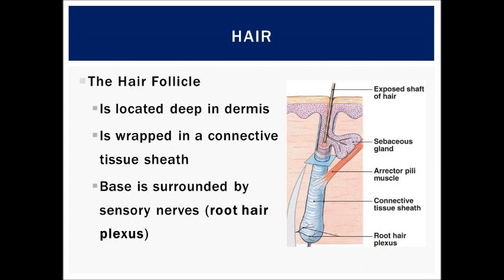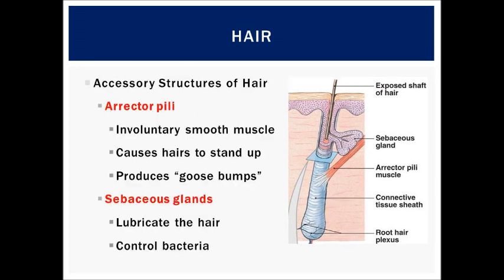This is an image of the hair follicle. The hair follicle is wrapped with a connective tissue sheath and is located in the dermis. The base of the hair follicle has a root hair plexus, which is a sensory nerve. Two important accessory structures of the hair are the erector pili and sebaceous gland.